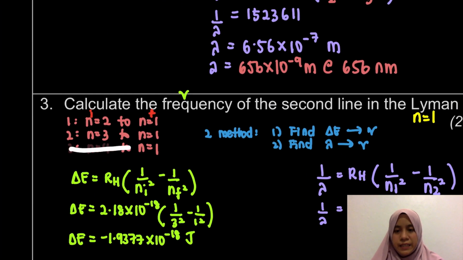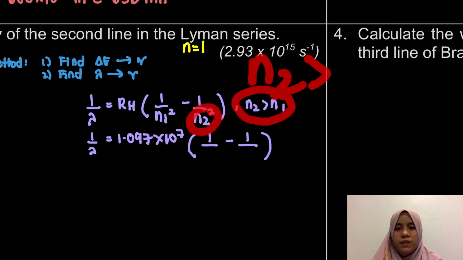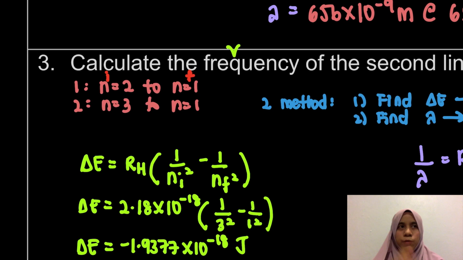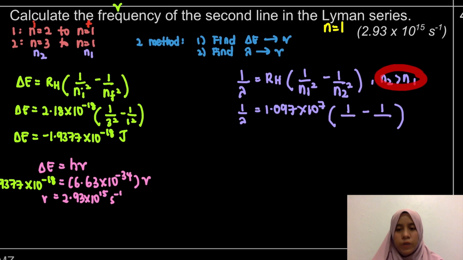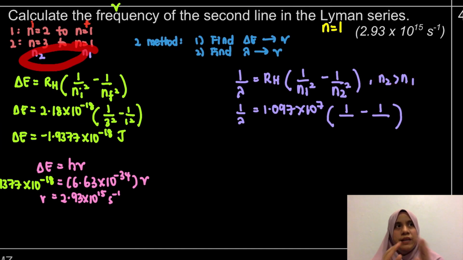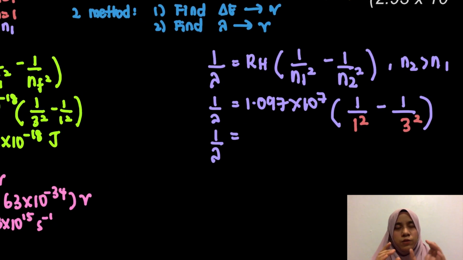Okay, yang kali ni remember, we're talking about the second line where N2 must be bigger than N1. Maknanya dia nak nombor kecil tolak nombor besar. Okay, so N equal to 2 is N2. N equal to 1 is our N1. So kalau yang wavelength ni dia macam lain sikit tau. Dia memang nampak yang kecil tolak yang besar. So dia jadi 1/1 squared minus 1/3 squared. Kalau kamu tengok yang delta E tu dia macam 1/3 squared minus 1/1 squared. So dia balik sikit lah dekat situ.